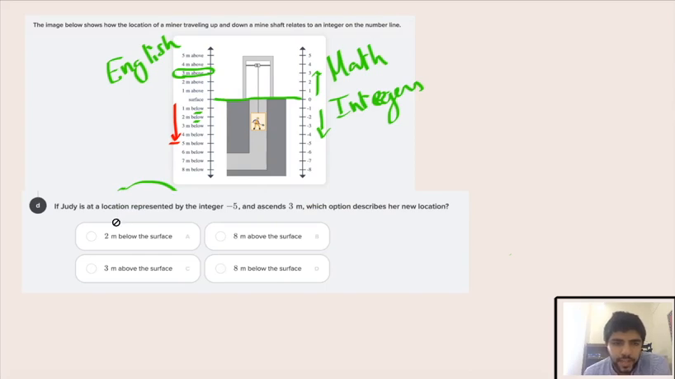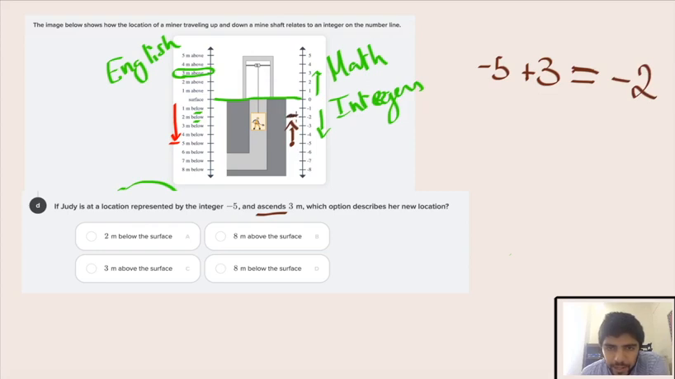D. If Judy is at a location represented by -5, so Judy again, playing in the mine shaft. She's at a location represented by -5. So let's put Judy in, in brown here, right here. And ascends this time, so this time we're using the word ascends, 3 meters. So she's going up 3 meters. So we start at -5, we're ascending, so we're adding 3 meters. Which option describes her new location? And what's -5 plus 3? That's -2. So she went up and she ended up here at -2.